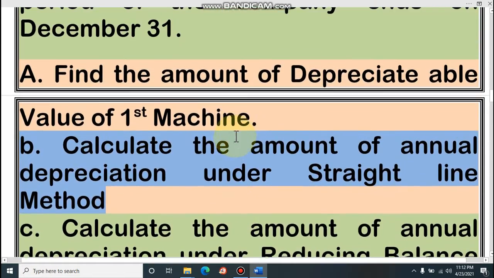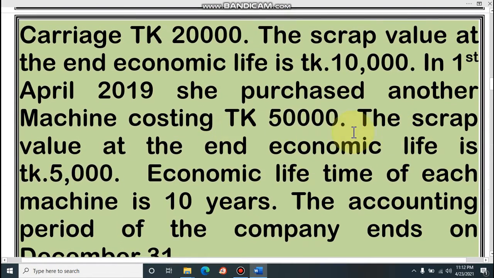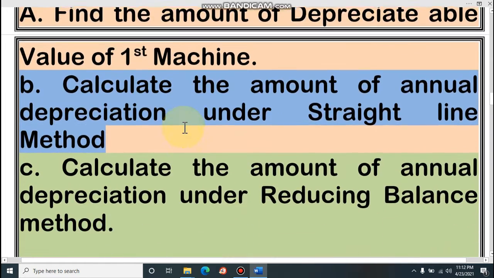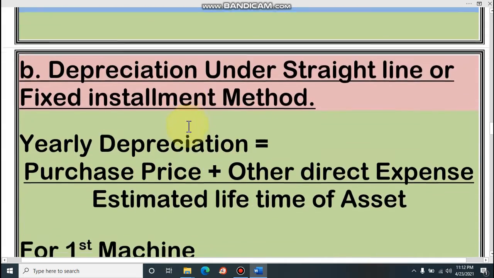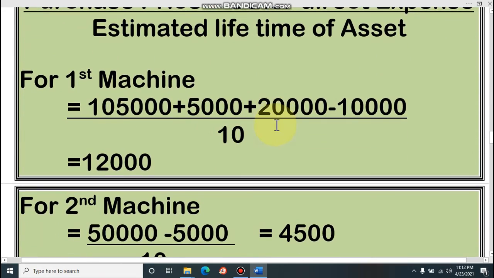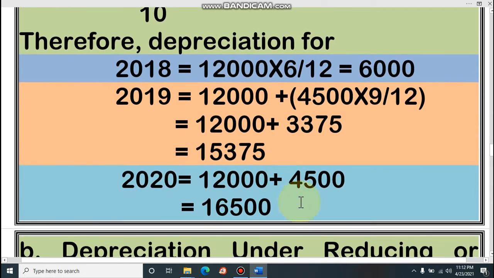Look at the second machine. We purchased it on the 1st of April. So dear student, 1st of April means April to December, it is 9 months. So for the second machine we have to charge depreciation for 9 months. That means 4,500 yearly depreciation, into 9 by 12, it is 3,375 if you calculate it.